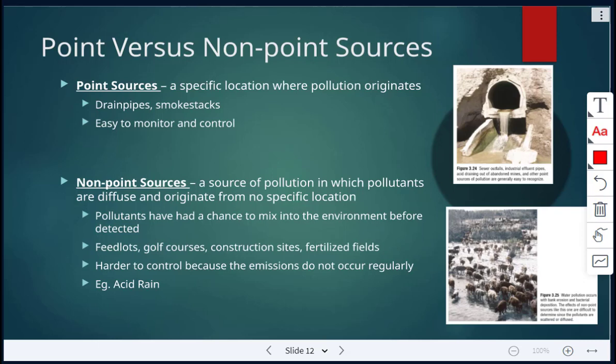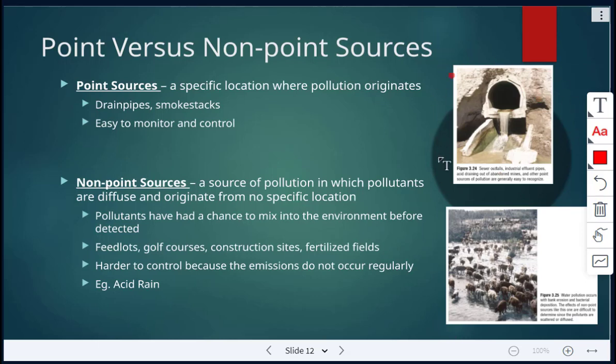But then there are non-point sources. This is a source of pollution in which pollutants are diffuse and they originate from no specific location. These pollutants have had a chance to mix into the environment before they get detected. Examples are feedlots, golf courses, construction sites, fertilized fields. These are harder to control because the emissions do not occur regularly. An example would be acid rain.